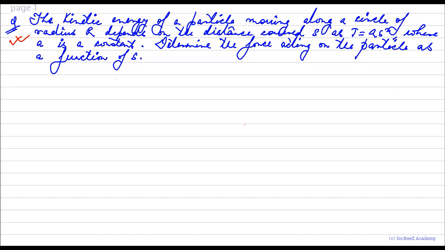Fine. So in this problem, I have a particle which is traveling in a circular path of radius r. Let's say this is my circular path, and this is my radius r. Let's say the particle began moving from this particular point, and after traveling a distance of s, it is at this point, and here the total kinetic energy is given by the expression a s squared.